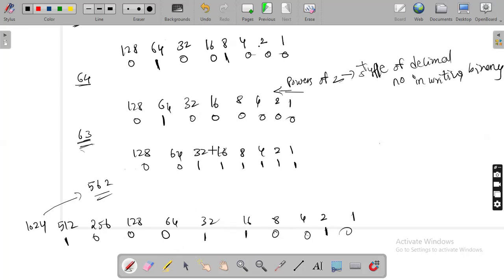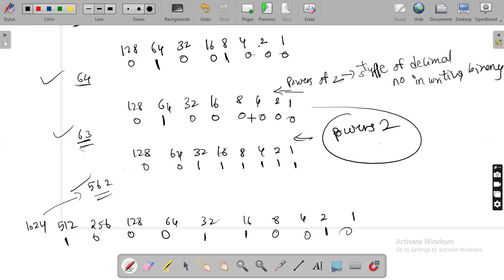I hope you are clear on how to write the binary for a decimal number. These are the decimal numbers. So what is the style in writing the binary for a decimal number? Powers of 2. Remember this point. Every number system has its own style to represent the binary. So for the decimal number system, the style is representing in powers of 2.